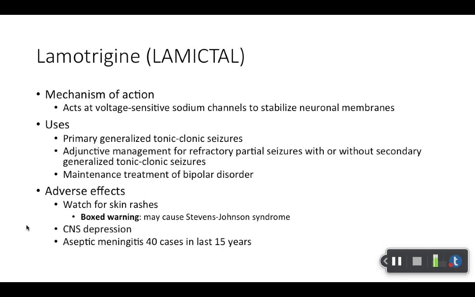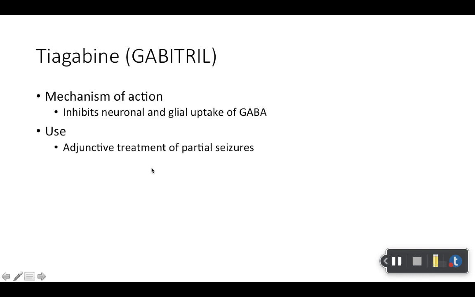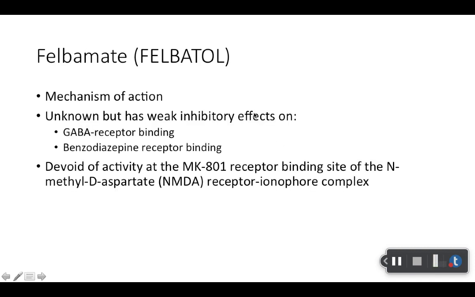CNS depression is one of those common adverse effects, and again, something that we warn about. Don't operate heavy machinery with this medication. And then rare but serious, aseptic meningitis, unfortunately, can be seen with that. Then we have Gabitril, tiagabine is the generic. Also an adjunct, not super popular, but this also affects GABA. Felbatol, felbamate is the generic.